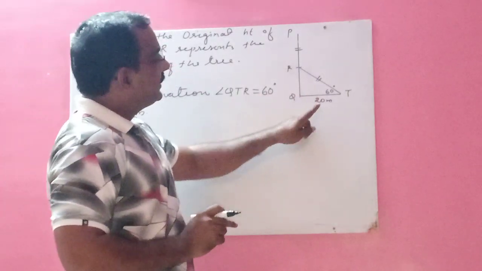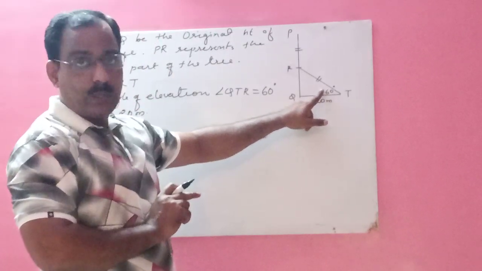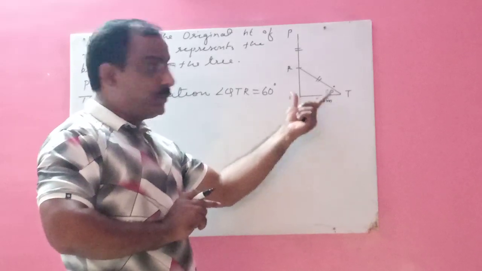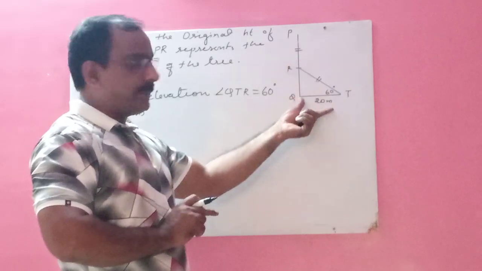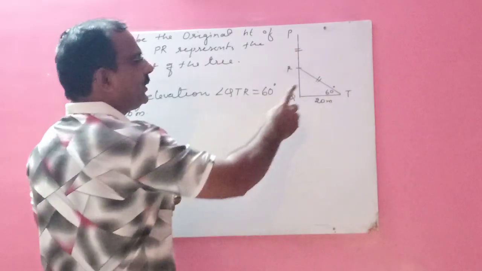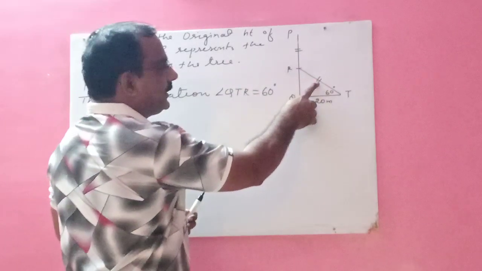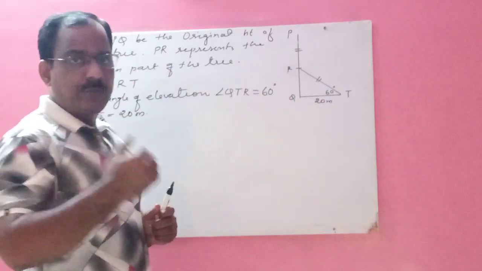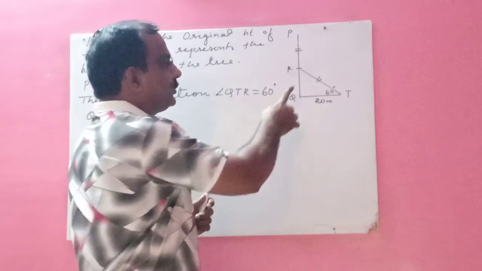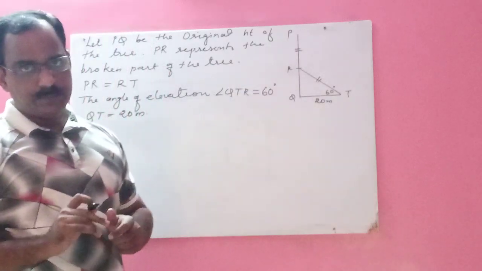Children, just see here, this is 20. If you apply cos 60 in this, why? Because cos is equal to adjacent upon hypotenuse. Once you calculate this one, you get this. And if you got this, then using the Pythagoras theorem, you can get this one. Or if you apply here sin 60, then also you will get this, and this plus this is equal to PQ. So see how to calculate this.